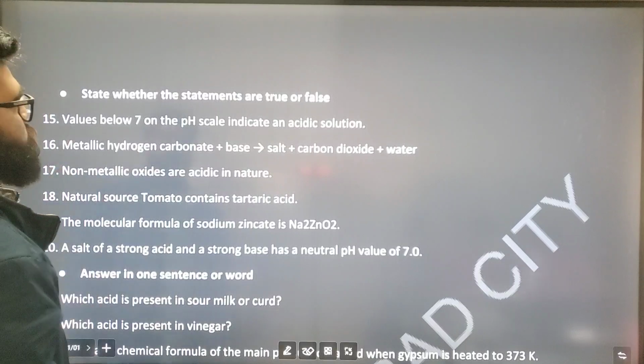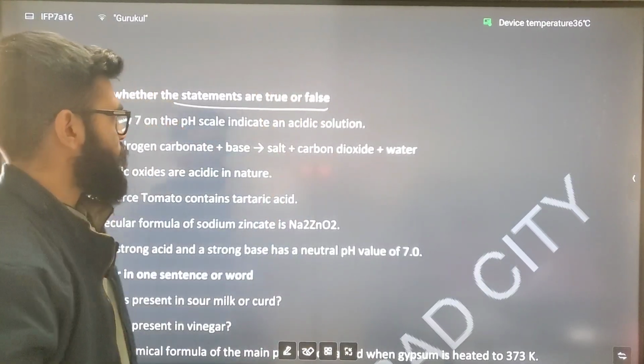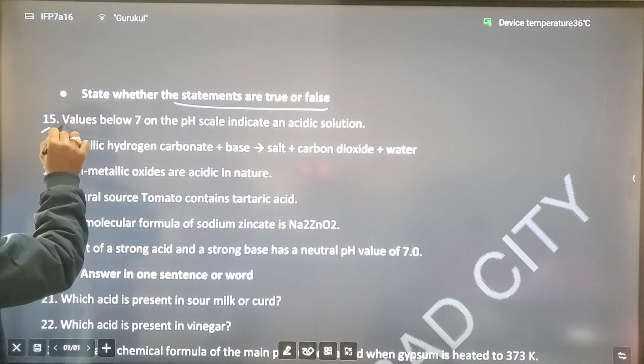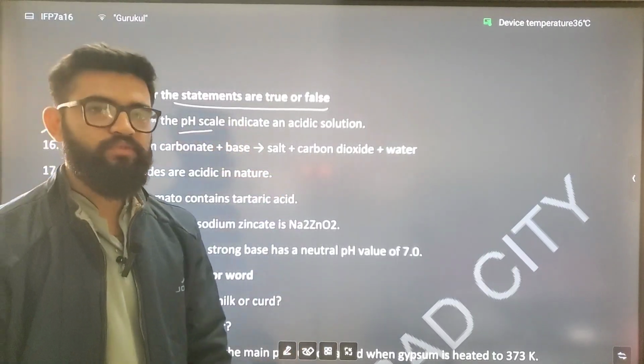The questions being asked from this chapter are true and false with MCQ. So now we'll focus on true and false. Values below 7 on the pH scale indicate an acidic solution.